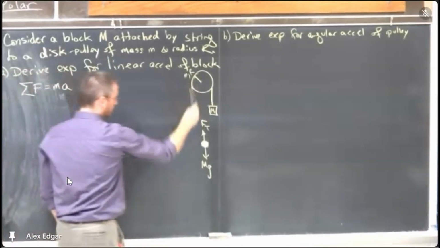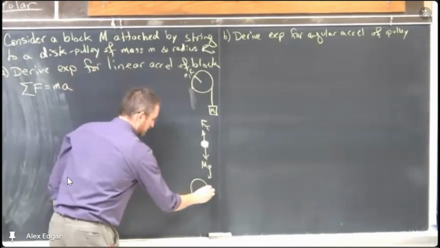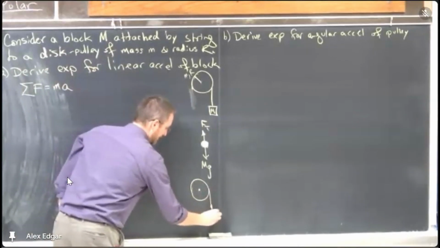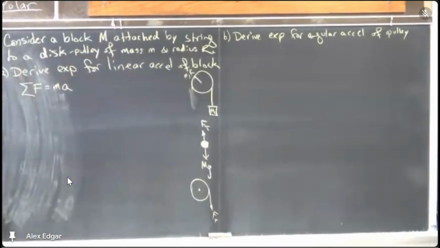But for the pulley, the only thing it sees is tension. The pulley does not see the actual weight of the block that's falling. The pulley only sees the tension in the string, which is not the same as the weight as soon as the weight is accelerating. If the weight is accelerating, that means the tension is losing the battle, and it's smaller than the weight.